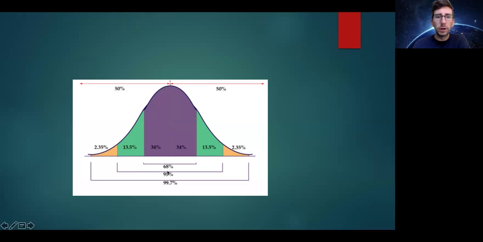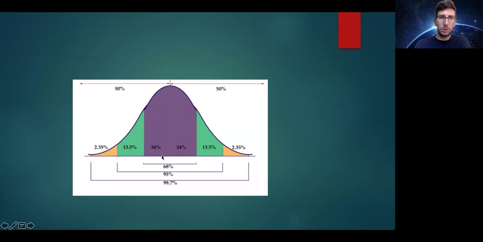Great, so then let's cut our 95% in half. 95% divided by 2 is 47.5%. So if we have 95% from 2 standard deviations above to 2 standard deviations below, then what we really have is 47.5% from our mean to 2 standard deviations below, and the other 47.5% from the mean to 2 standard deviations above.